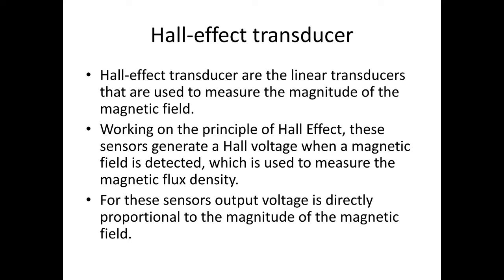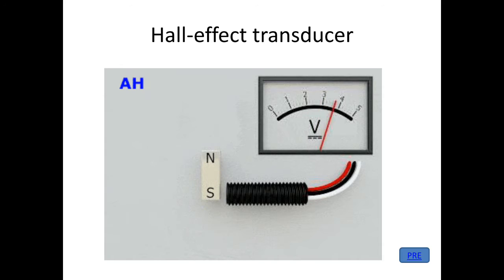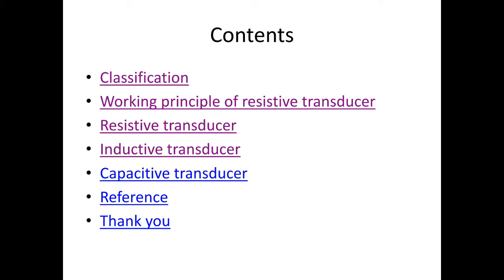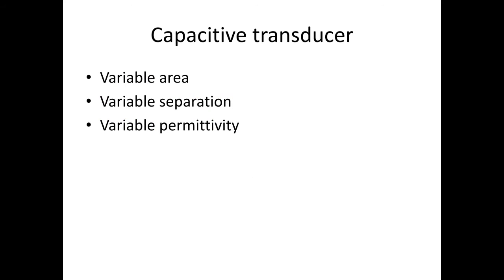Next is your Hall effect. Hall effect is also with respect to your magnetic field. The magnetic field intensity is measured with the Hall effect. If my magnetic field is high, I get a high voltage, and if my magnetic field is low, I get a low voltage. This is regarding your inductive transducer, and next is your capacitive transducer.